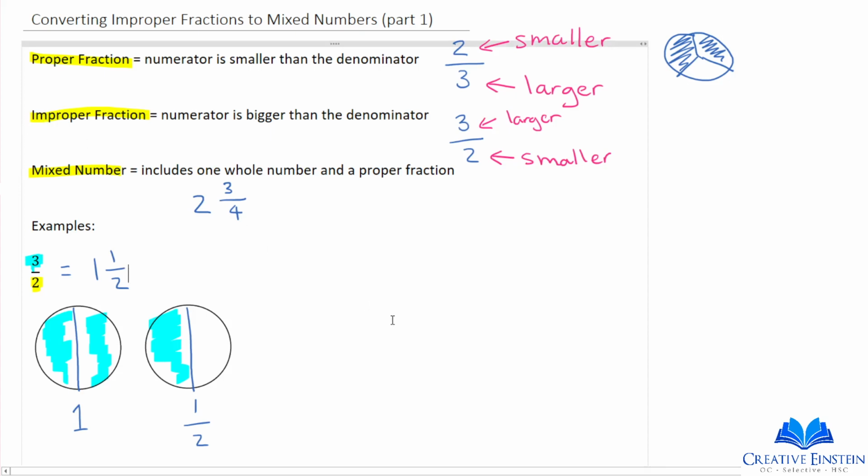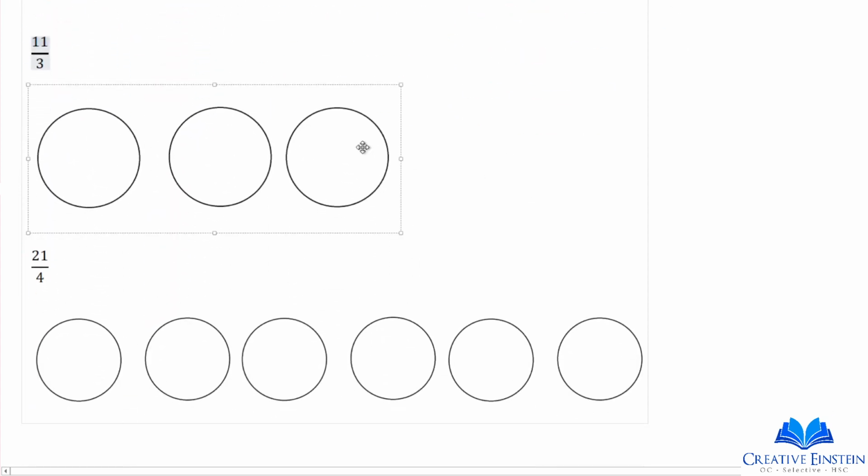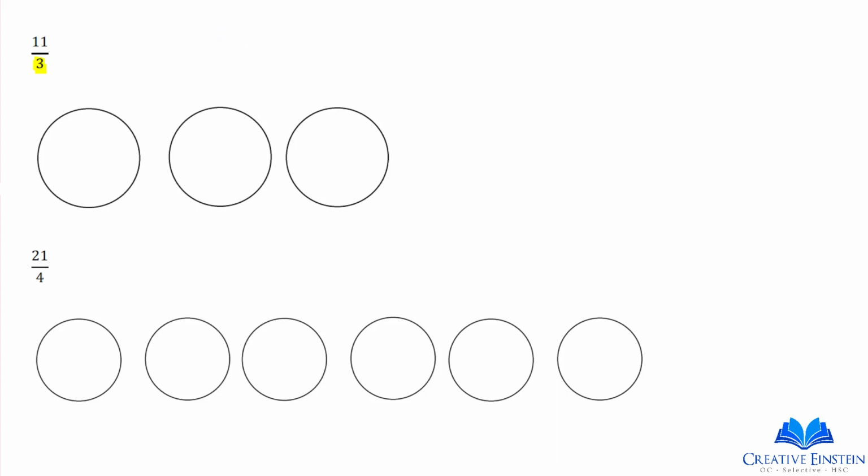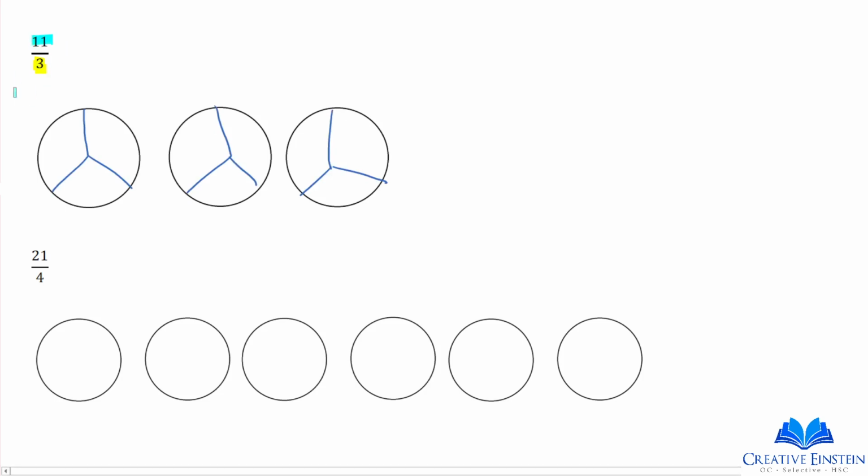Let's look at some more examples. 11 over 3. Okay, so again, over 3 tells me that these pies or these wholes are going to be split into thirds. So let's do that first. My thirds are not very pretty, but anyway. Okay, now 11 thirds are colored in. So there's 1/3, 2, 3, 4, 5, 6, 7, 8, 9.